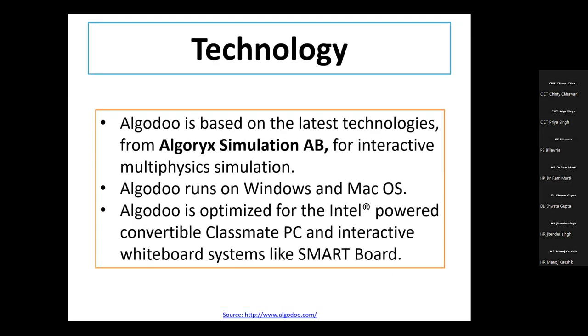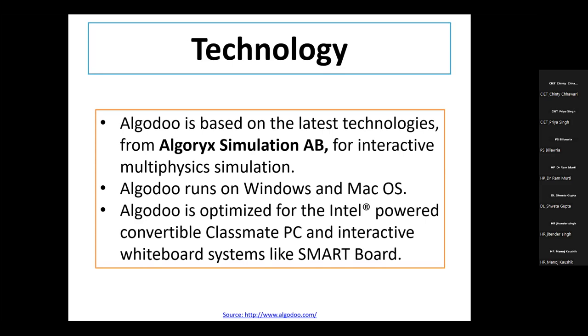Now, on which technology is Algodoo based? Algodoo is basically based on algorithmic simulation, and इसमें क्या होता है कि हम physics से multiple concepts का use करके हम simulations create कर सकते हैं.